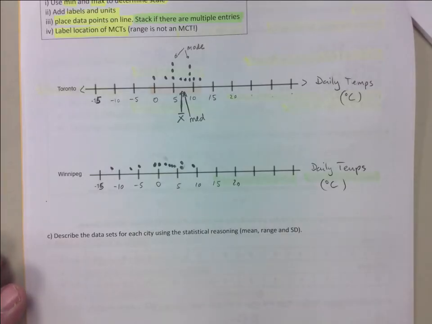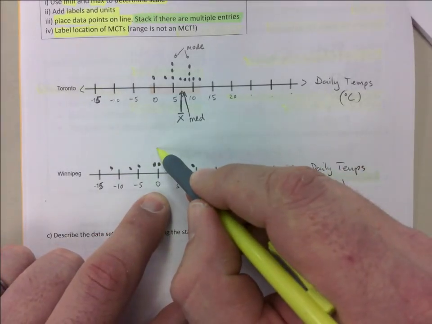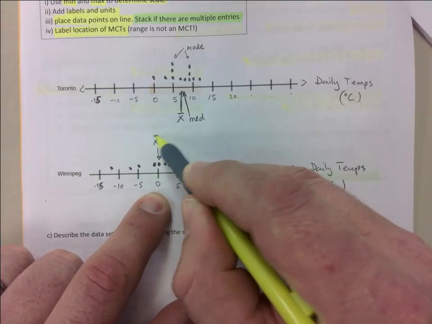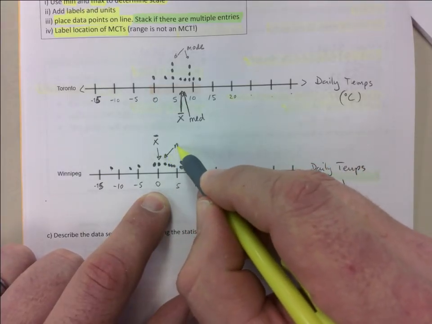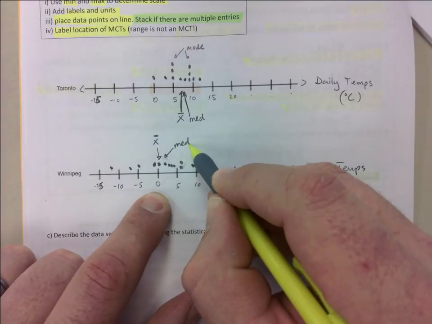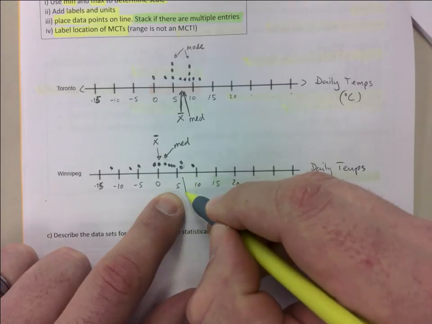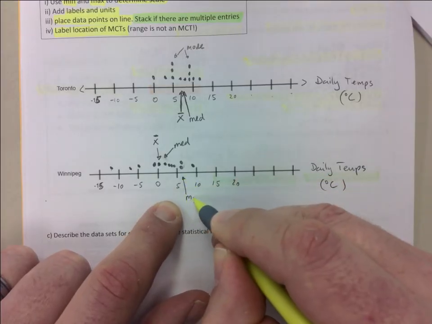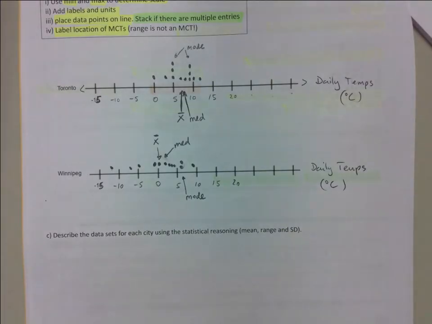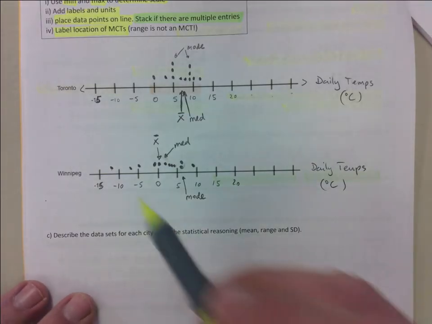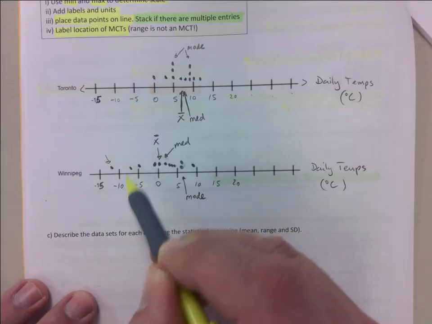Okay. Let's do the same thing for Winnipeg. For Winnipeg, the mean is right about there. The median is 1.5. And the mode is 6. Okay. The mode is 6. Let's see here. I would say that this one is possibly an outlier. Okay.